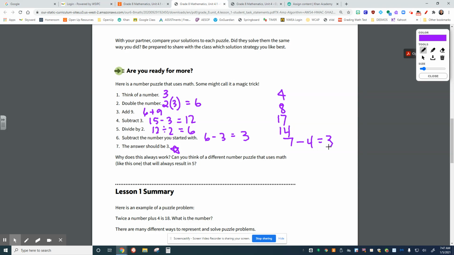But the bigger thing that we need to come up with is, why does this always work? Can you think of a number puzzle that uses math like this one that will always result in 5? I would tell you with this one right here, to get something that always results in 5, all you have to do is modify this thinking just a little bit. See if you can figure it out. This is kind of a tricky one. It's kind of a fun one, but it will start to give you an idea about these little quote unquote number tricks or magic tricks with numbers and with math. So give it a little thought.